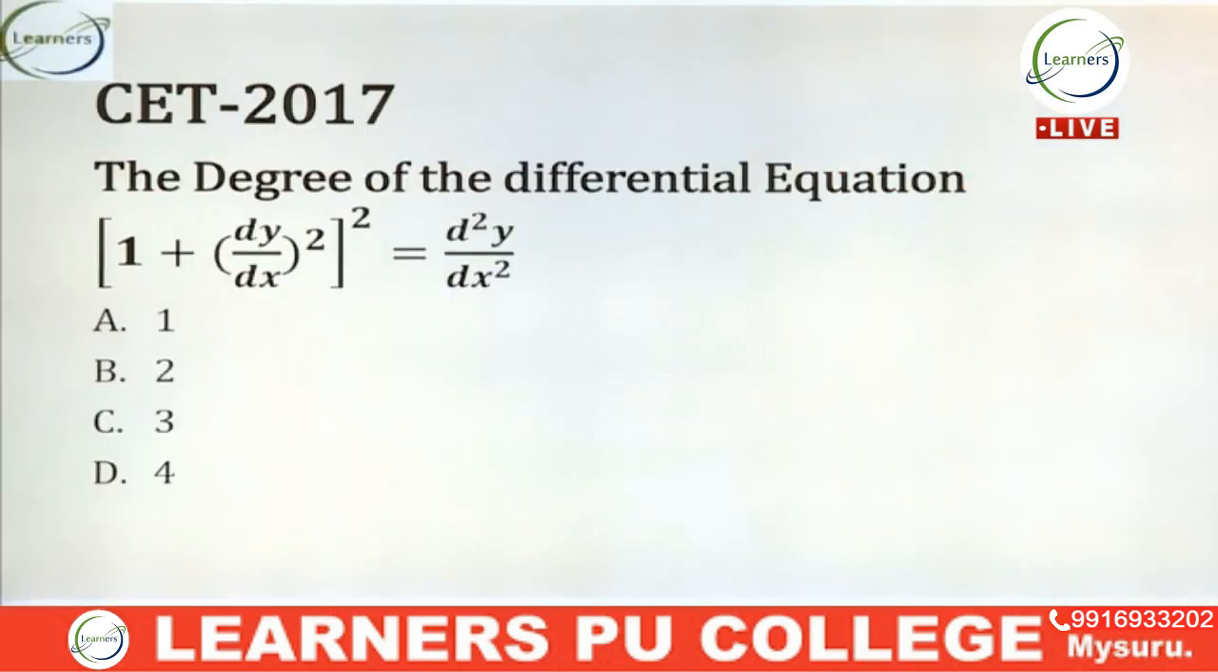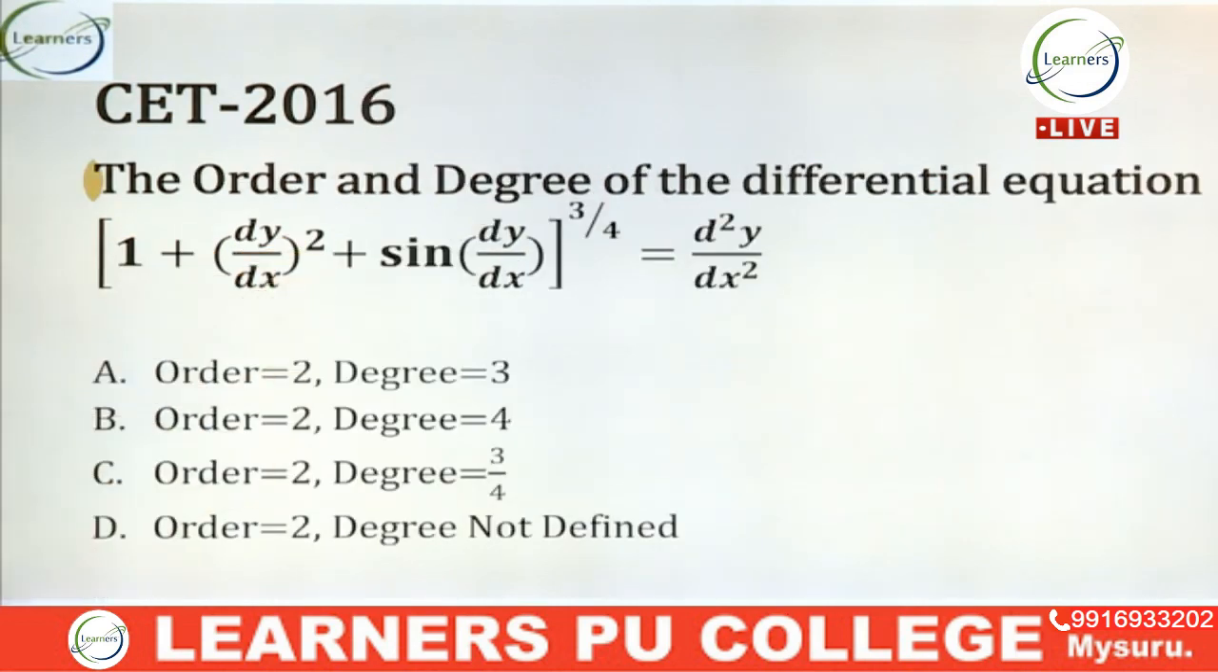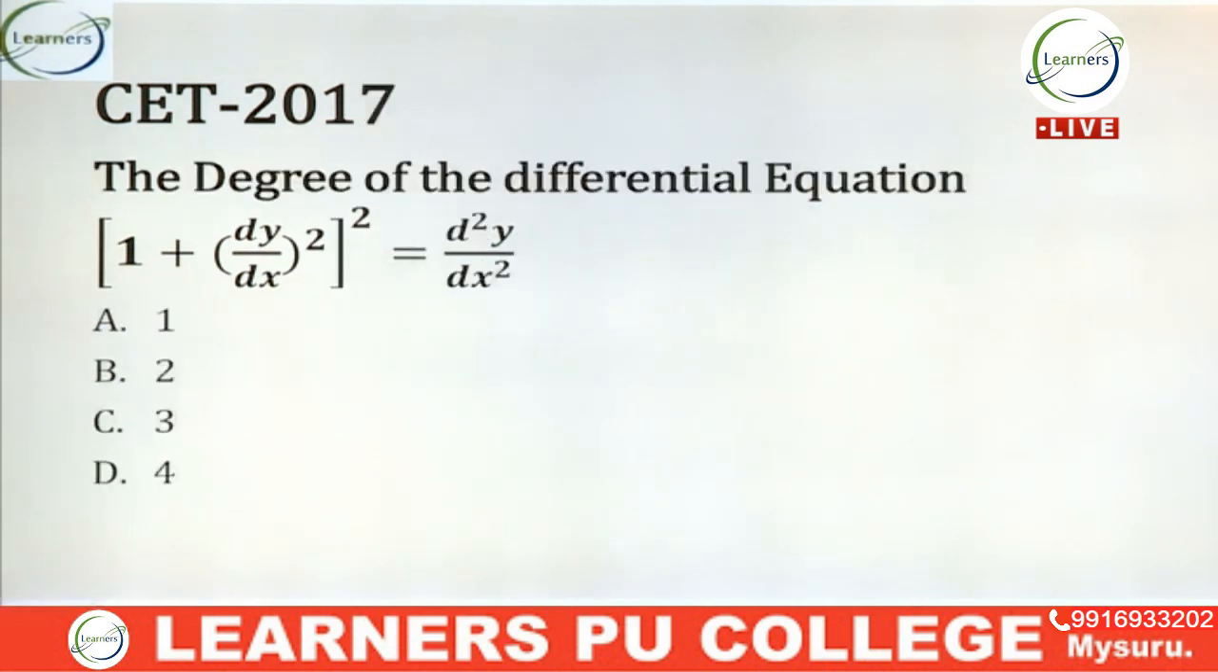Okay, next, CET 2017, they asked this problem, and they are asking the degree. The problem is: (1 + dy/dx) whole square is equal to d²y/dx². I hope you should be able to tell me the degree now. This is a simple problem, asked in CET 2017.